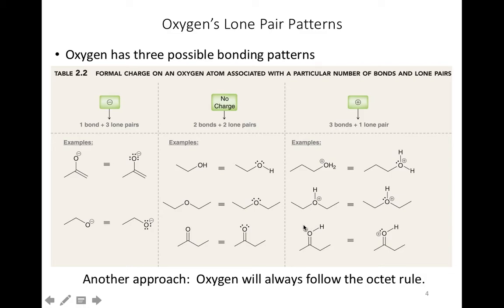If oxygen has a positive charge, it has 1 lone pair. If oxygen is neutral, it has 2 lone pairs. If oxygen is negative, it has 3 lone pairs.